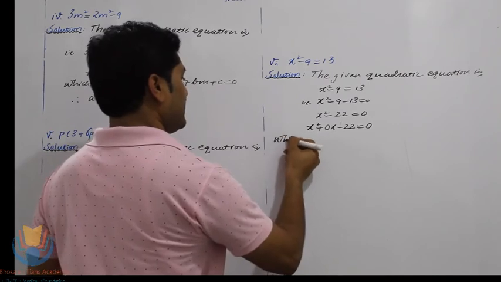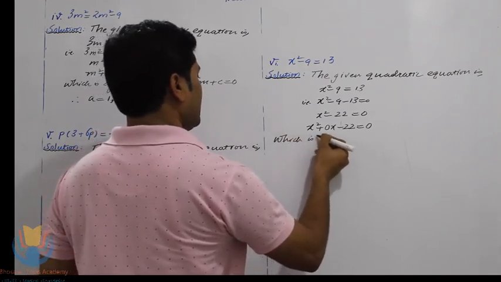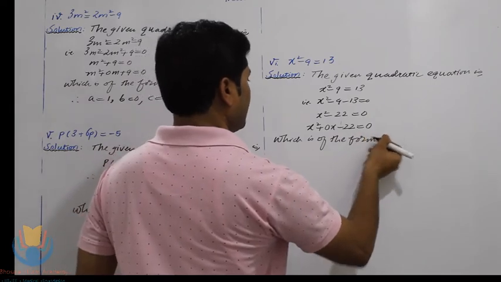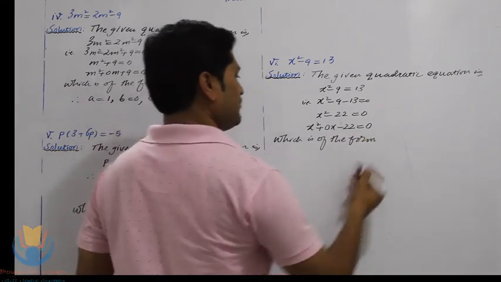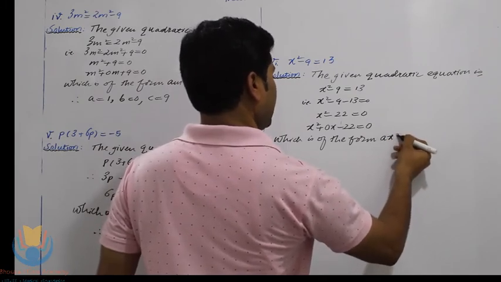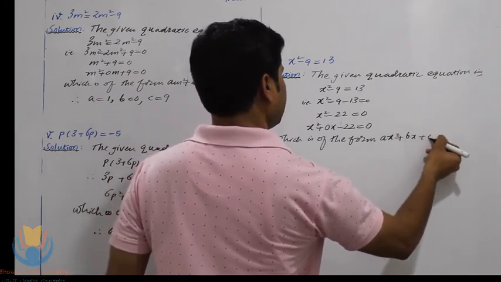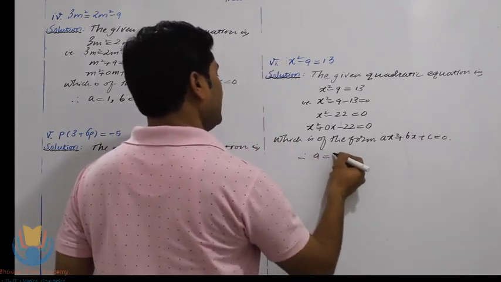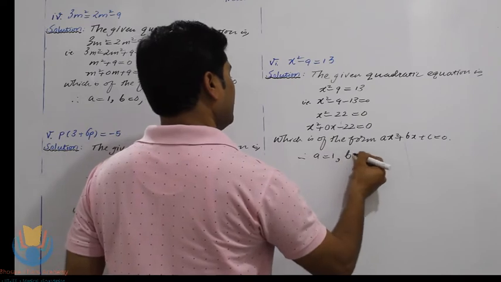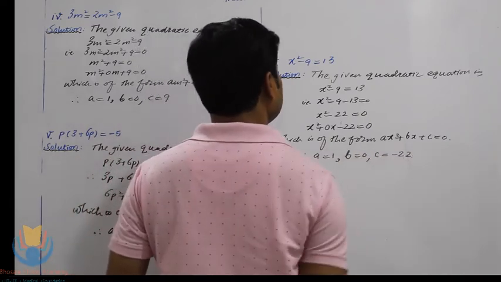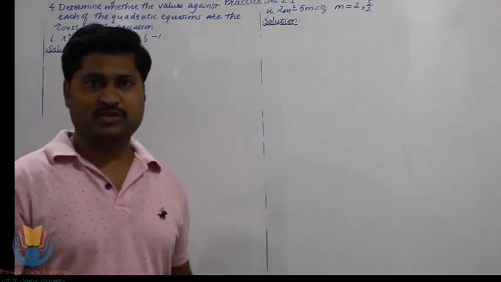So again we will write the second last line, which is of the form. Here the variable is x, we can use the same as I used in the last question. Ax square plus bx plus c is equal to 0. Therefore the value of a will be 1, that of b will be 0, and the value of c is minus 22. Let's continue with question number 4.